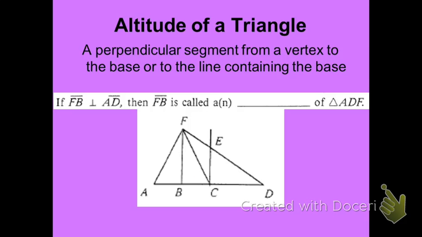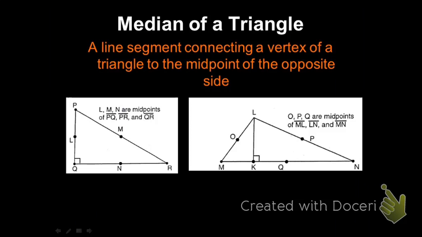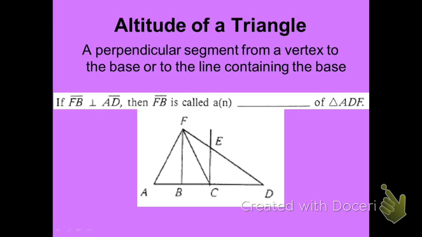The altitude of a triangle is exactly what it sounds like. If you associate altitude with height, then you could think of the altitude as the height of a triangle. By definition, it's a perpendicular segment from the vertex to the base, or the line containing the base. So, if you look at the picture below, FB is perpendicular to AD.